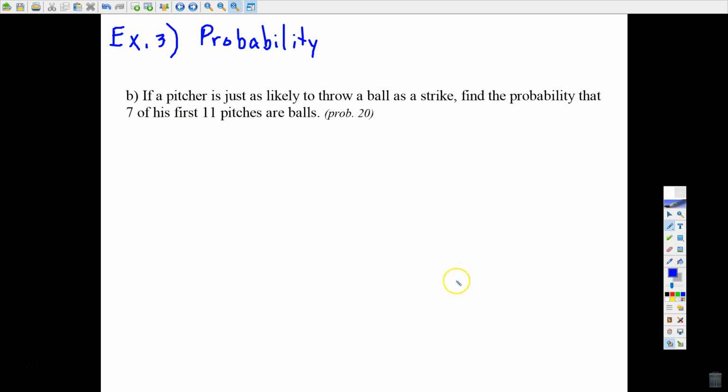Okay, pitcher. He's just as likely to throw a ball as a strike. That means there's a 50% likelihood of either. I'm going to start by writing down those percentages. 50-50. Find the probability that 7 of the first 11 are balls. Okay, so since it wants to find out the percentage of balls, I'm just going to always stick with this first one. I'm going to call that balls, and I'm going to raise that to the 7th power, because it says the likelihood that 7 of the 11 pitches are balls.